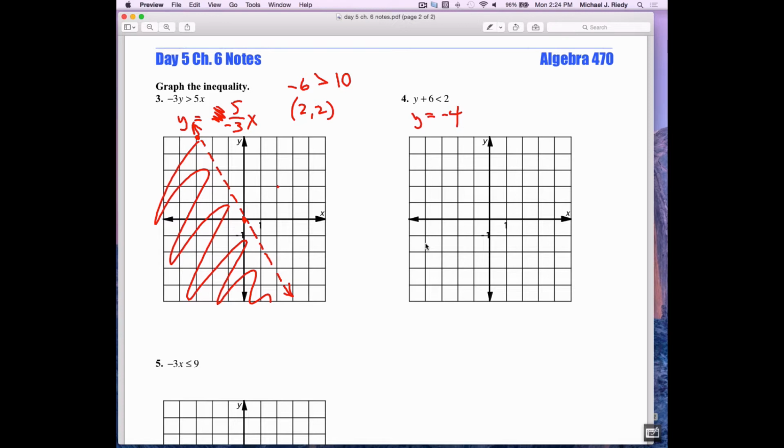Because we have to graph the line first, and we'll go back to the original inequality and test it. What's the line y equals -4 look like? Where do you get -4? Subtracted 6 from both sides. 2 minus 6. You should get the line. Oh, 1, 2, 3, 4. Solid dot, dashed line or solid line? Dashed.